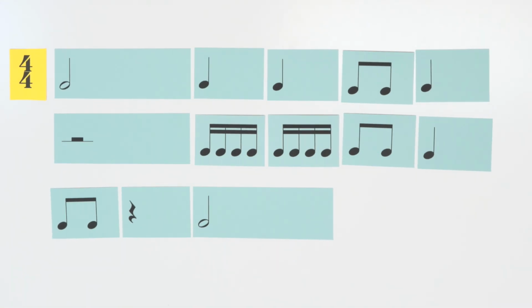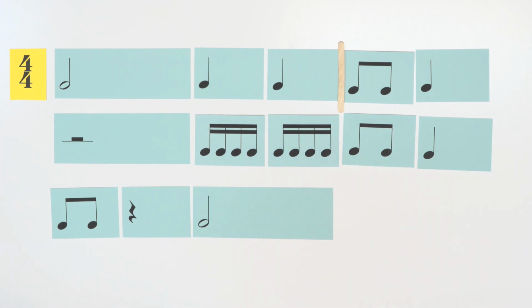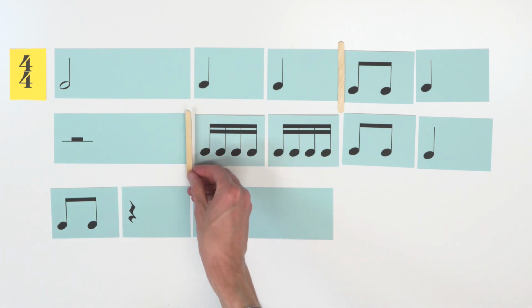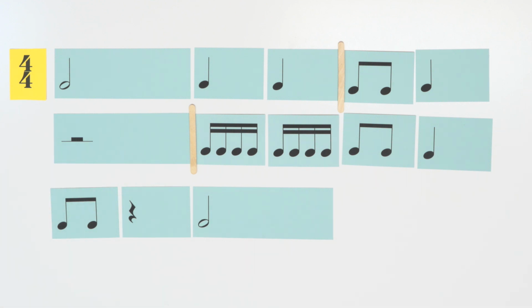Let's try another one. Here's the next one. What's your time signature? That's right, it's 4-4. So can you point to where the first bar line goes? If you're pointing here, you're correct. Where's the next one? If you're pointing here, you're correct. And where's the next bar line? That's right, it's here. And the final bar line? That's right, it would go right here. Double bar line to show we're done.